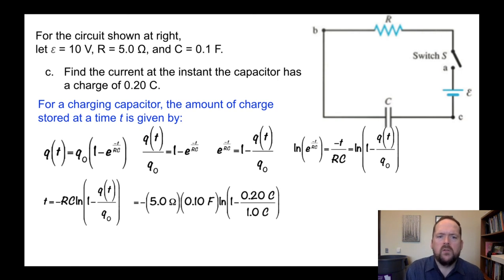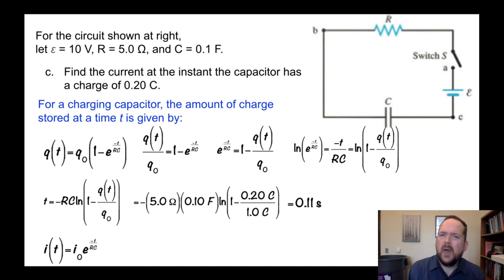Well, if we have the resistance of 5 ohms, the capacitance of 0.1 farads, and then we're looking at the time when the charge is 0.2 coulombs, or 20% of what it was when it is fully charged. That's 1 minus 0.2, which is 0.8. The natural log of 0.8 is a negative value. Punch that all into the calculator, and you get a positive time here, 0.11 seconds. So 0.11 seconds is the time that we've identified when the capacitor has been 20% charged.